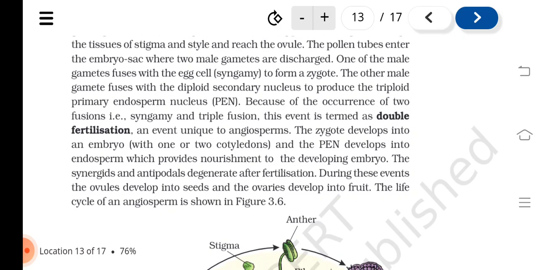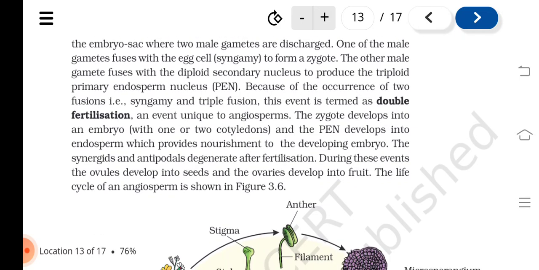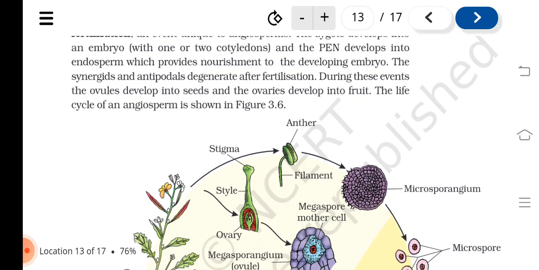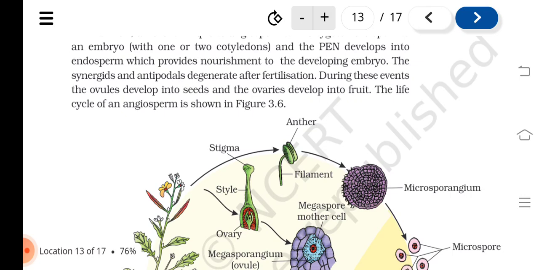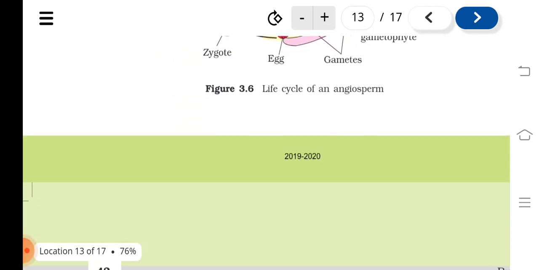Because of the occurrence of 2 fusions, that is syngamy and triple fusion, this event is termed double fertilization, an event unique to angiosperms. The zygote develops into an embryo with 1 or 2 cotyledons and the PEN develops into endosperm, which provides nourishment to the developing embryo. The synergids and antipodals degenerate after fertilization. During these events, each ovule develops into a seed and the ovary develops into fruit. The life cycle of an angiosperm is shown in figure 3.6.